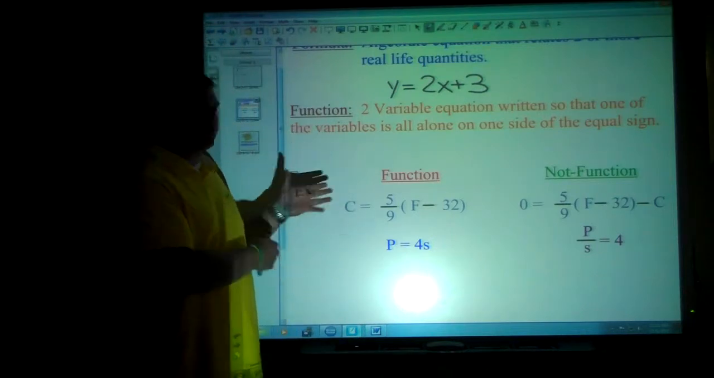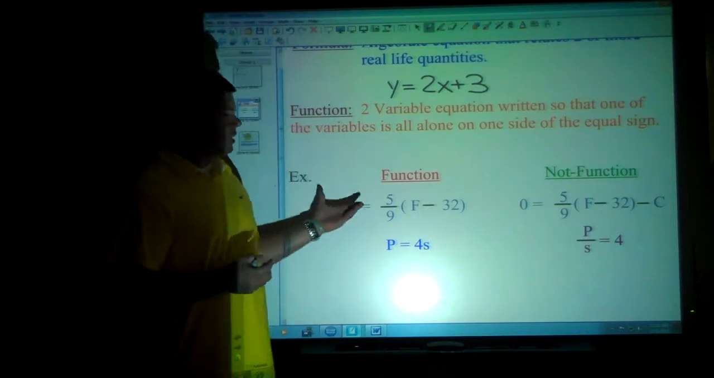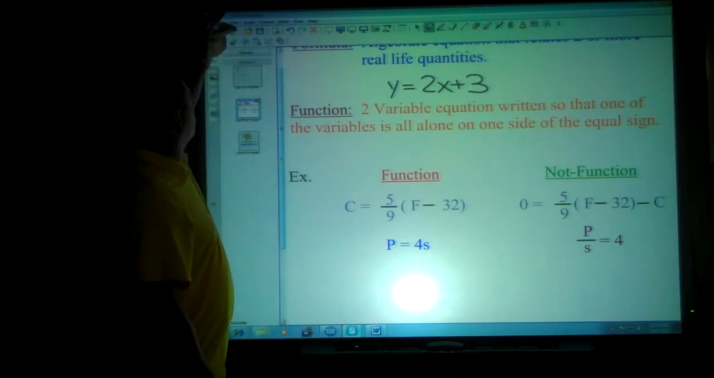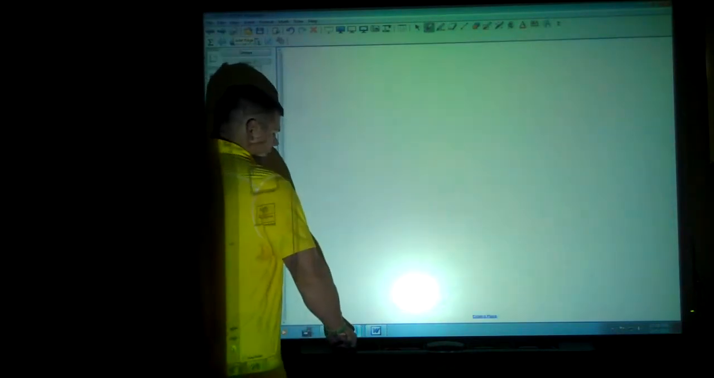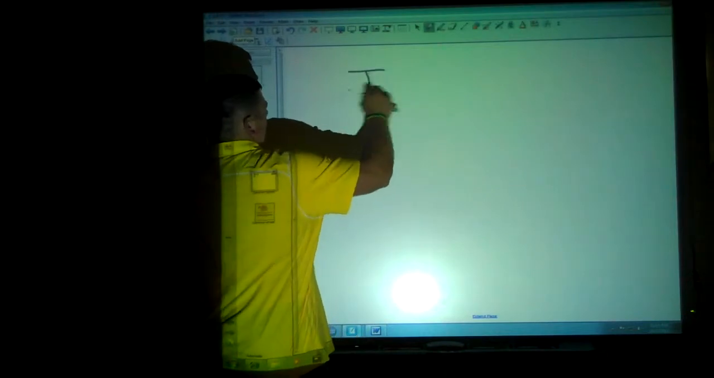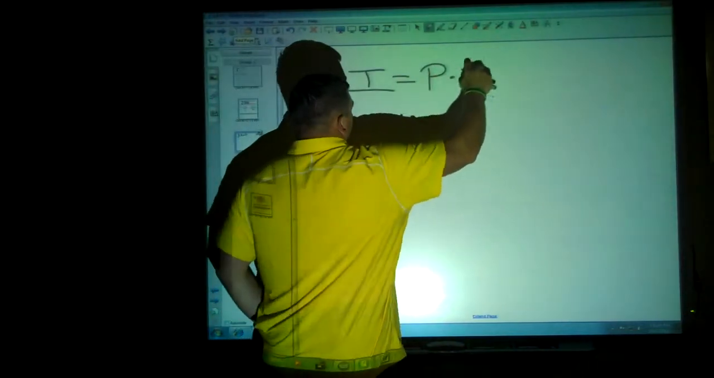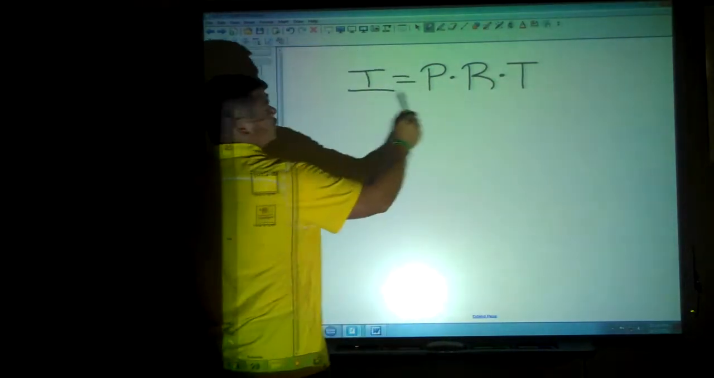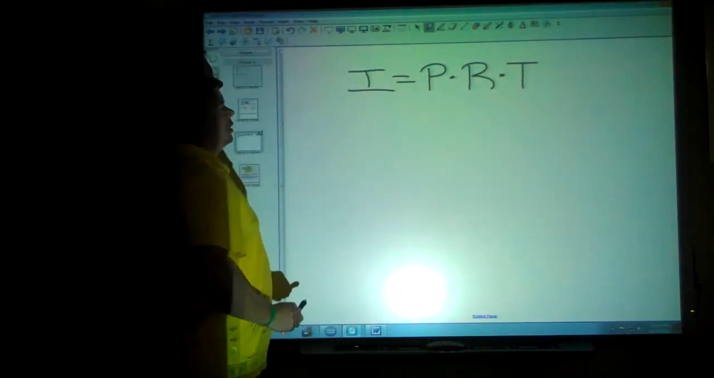So you're still going to be practicing dealing with the same type of information, which are equations. You're just going to be playing the shuffling game with the letters, not always just numbers. You can rearrange formulas in many different ways. For example, say we have the simple interest formula, I equals P times R times t. Right now this is a function because it has one variable alone.